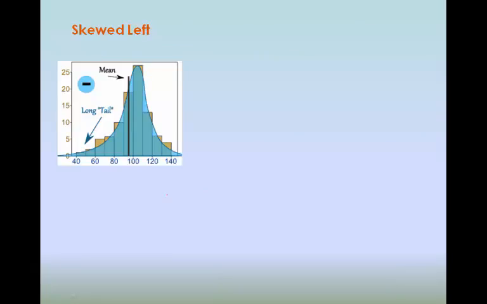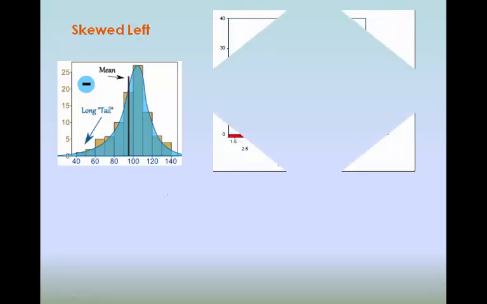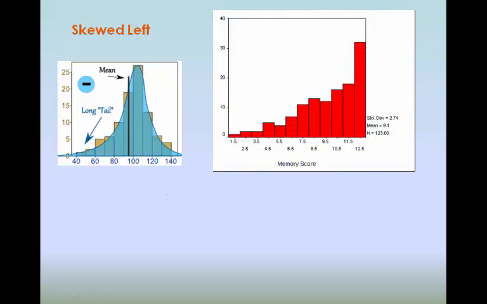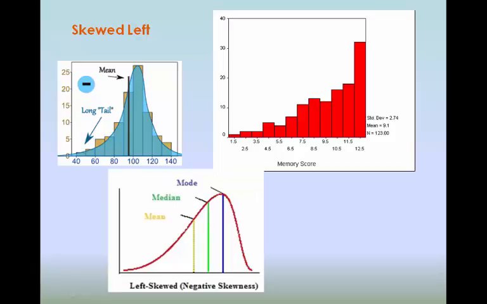And here's some pictures of data that's skewed left. And again, the skinny part of the data, the tail, is on the left. And notice that the mean, rather than being at the peak, is dragged further left when the data is skewed to the left. So here's your mean way over here, but the peak of the data is over here.